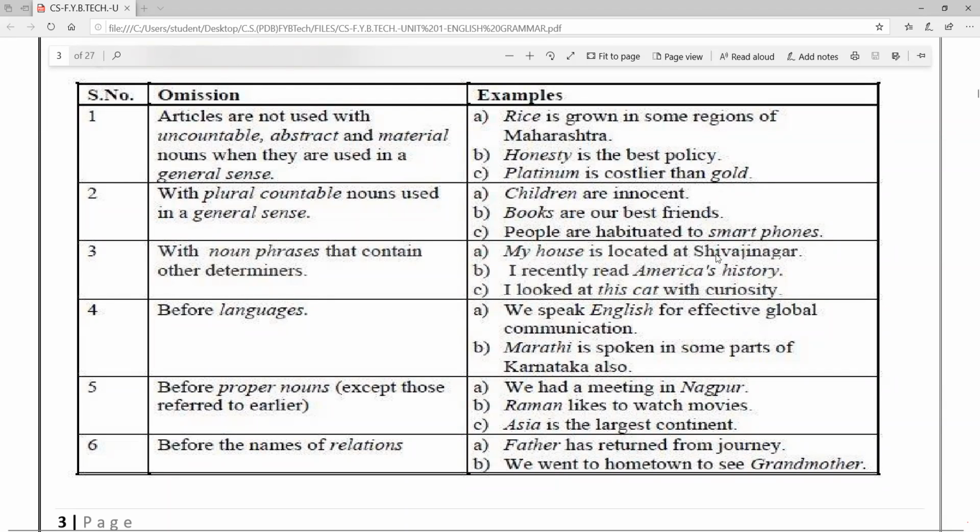My house is located at Shivajinagar. So here at is also called as the determiner. Okay. So with noun phrases that contain determiner. And what is the noun phrase? Shivajinagar. So Shivajinagar is here noun. Okay. And at is the determiner. Okay. That's why we are not using article here. My house is located at Shivajinagar.